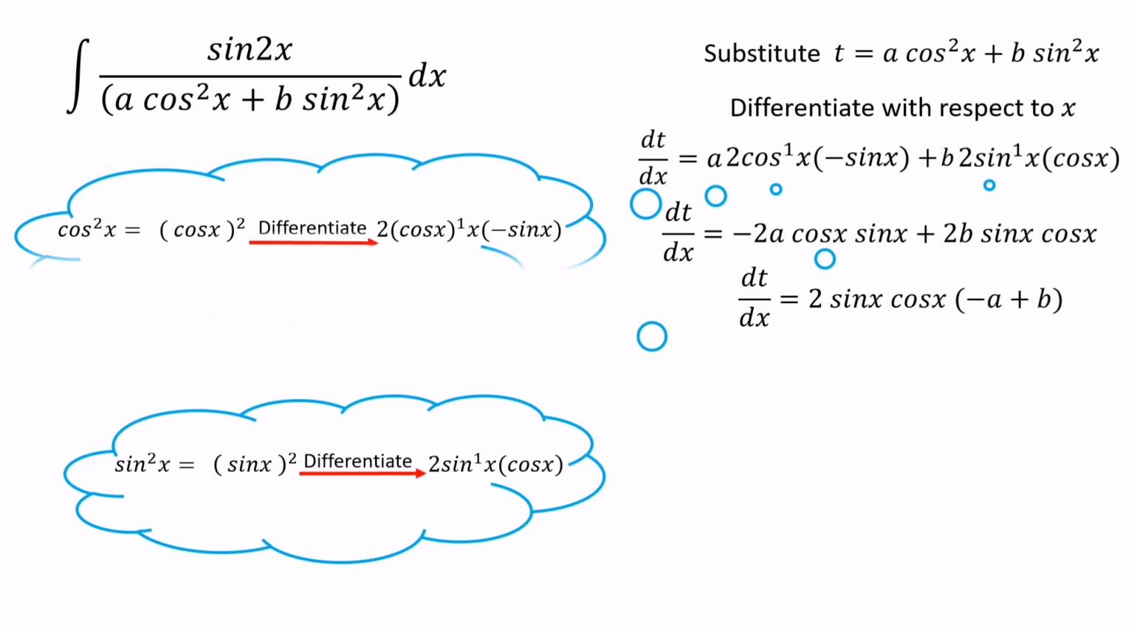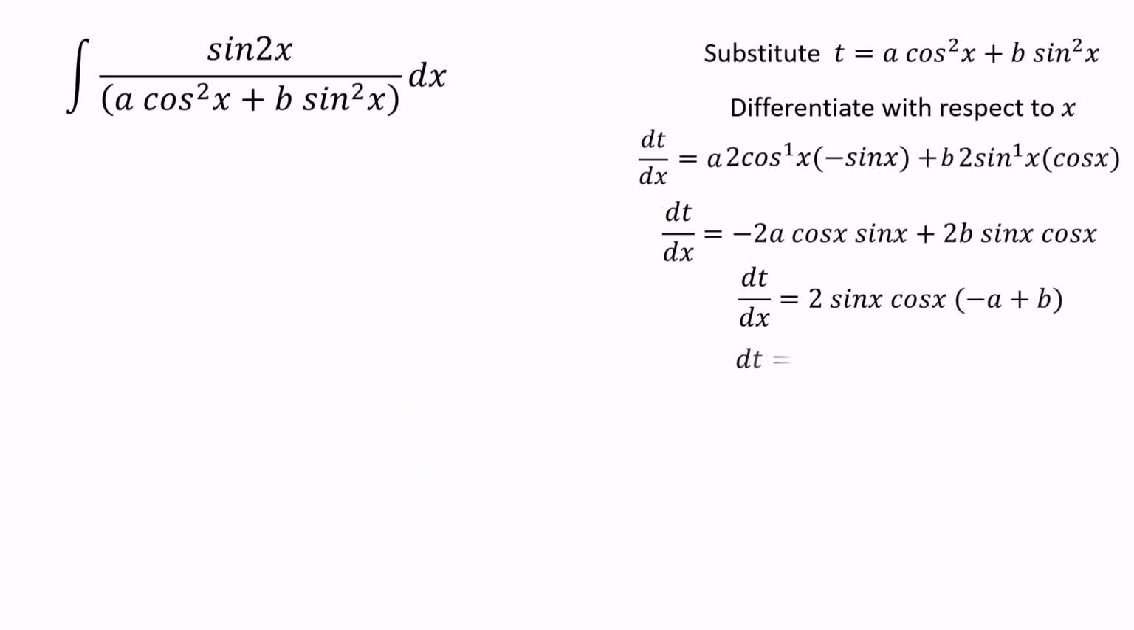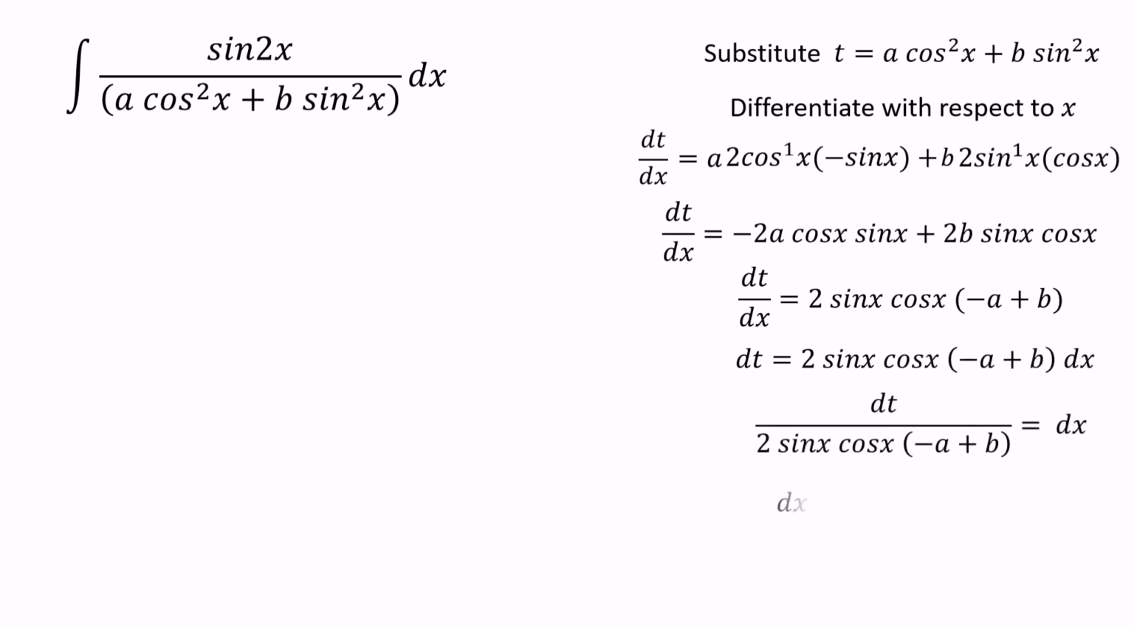Then we can cross multiply dx and make dt the subject. Then we can write dx as dt over 2 sin x cos x into (b minus a). Let's move to the integration part.